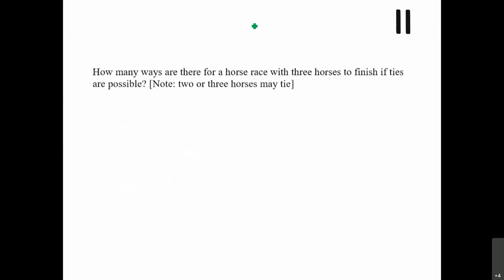Moving on. Try to do this. How many ways are there for a horse race with 3 horses to finish if ties are possible? So you have horse 1, 2, and 3. How can they finish the race, like the rankings, if ties are allowed? So either 2 could finish at the same spot or 3. Just try to think of all the possibilities. Okay, so take 2 minutes on that.